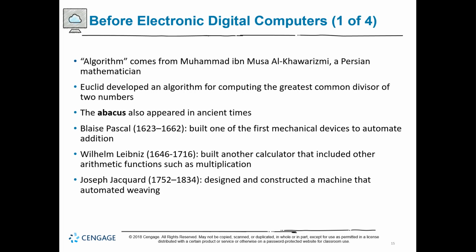So again, the word algorithm comes from a mathematician's name, which I can't pronounce. He developed an algorithm for computing the greatest common divisor of two numbers. We also had an abacus. I'm going to show you an abacus on the next slide. Again, these are all famous people that aided in the construction of mathematics and our algorithm understanding.